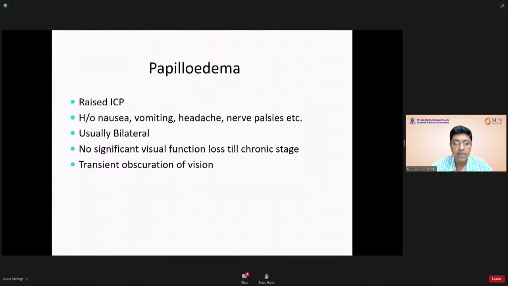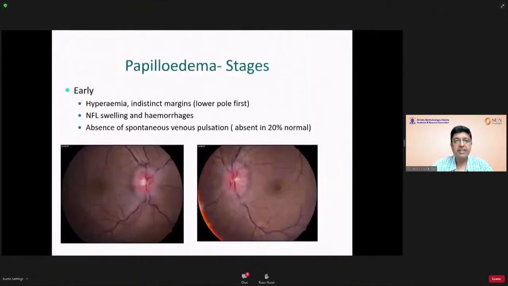So it is important to do a full field analysis or even a confrontation fields to get you an idea of how the fields are. Also, they may have transient obscurations of vision, which they will comment upon, and it becomes an important signpost of raised intracranial pressure.